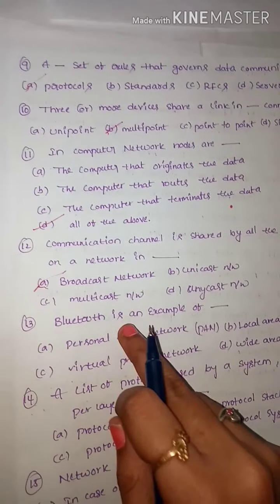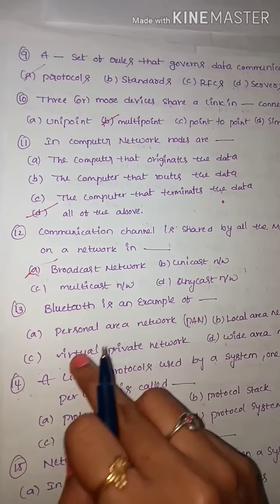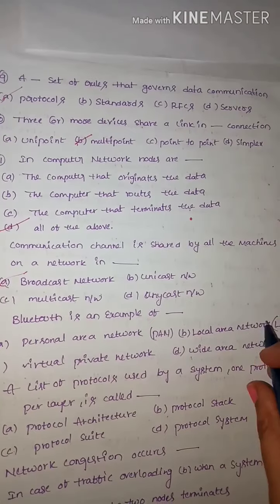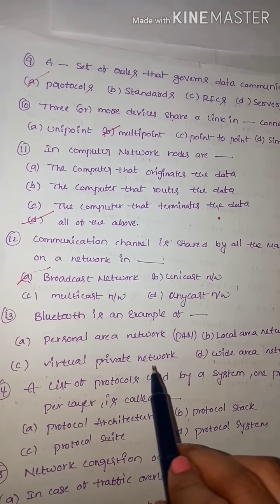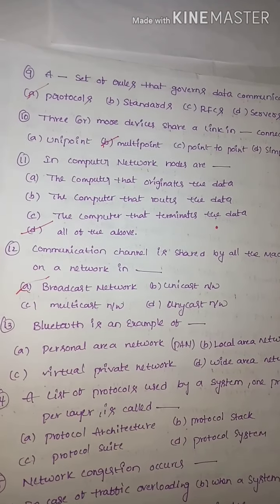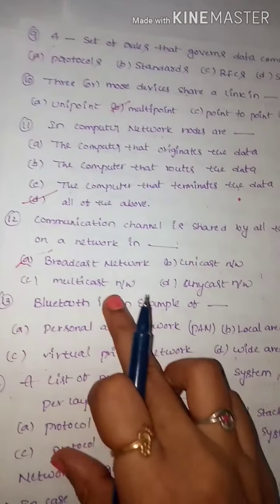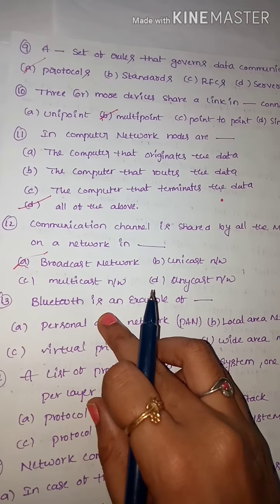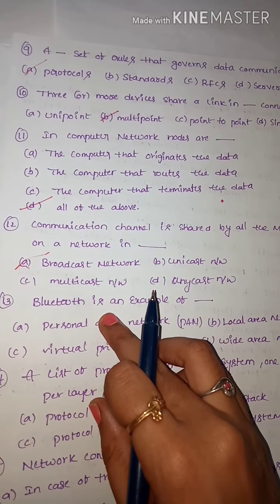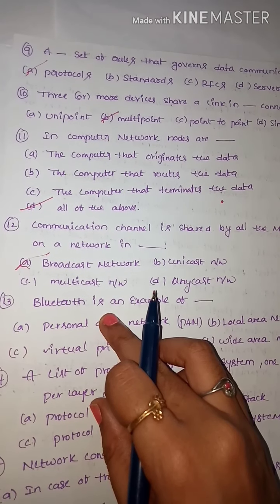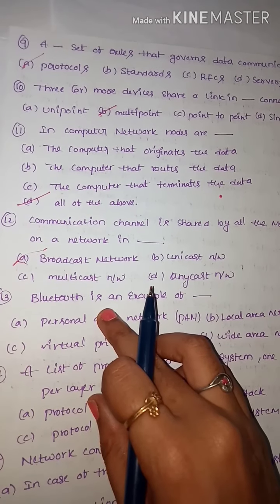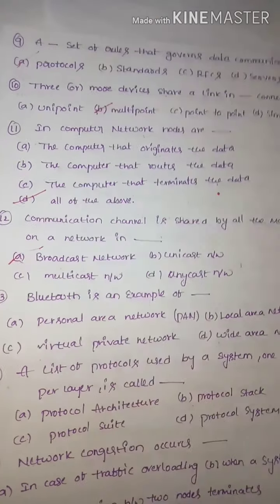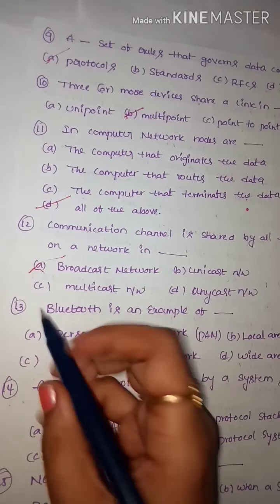Next one, Bluetooth is an example of dash. Option A, personal area network PAN. Option B, local area network LAN. Option C, virtual private network. Option D, wide area network. Here, Bluetooth is a wireless technology used to create a wireless personal area network for data transfer up to a distance of 10 meters. It operates on the 2.45 gigahertz frequency band of transmission. So the answer is personal area network.